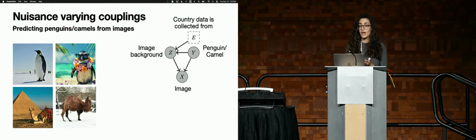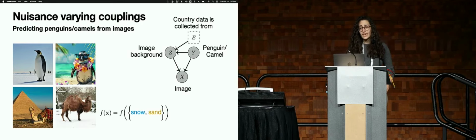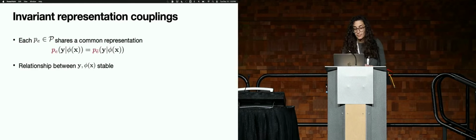So in this setting, our X is the image pixels, Y is whether the image has a penguin or a camel, and Z here, the nuisance, is the image background. And the image background is affected by which country we're sampling the data from. Again, in this setting, if I have a naive function that takes existing data sets where penguins on snow and camels on sand are overrepresented, then it might learn a mapping between snow and penguin and sand and camel.